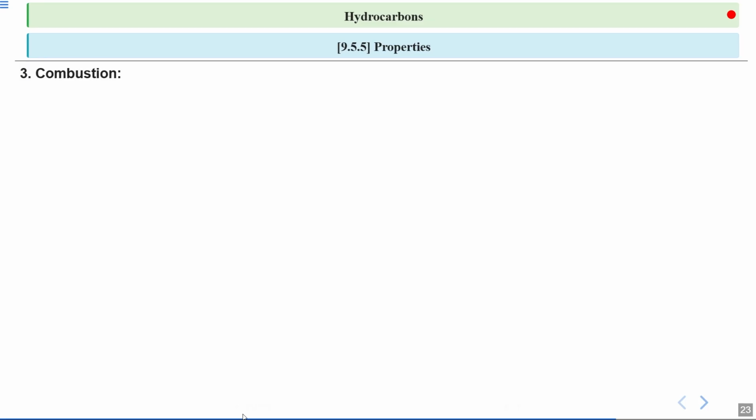Now we are going to discuss the last one, which is the combustion reaction, a chemical process where a substance reacts with oxygen to produce heat and light. In the context of hydrocarbons, combustion is especially important because it is how fuels like petrol and diesel release energy. Let's look at how benzene, a common hydrocarbon, behaves during combustion. Benzene burns with a sooty flame when heated in air.